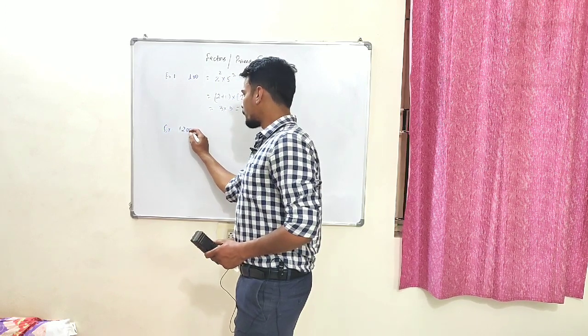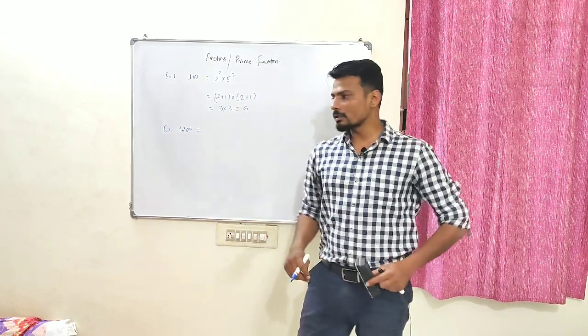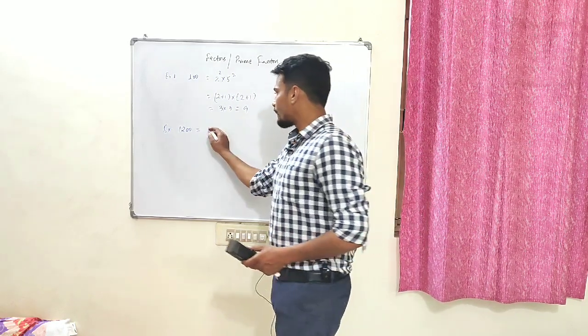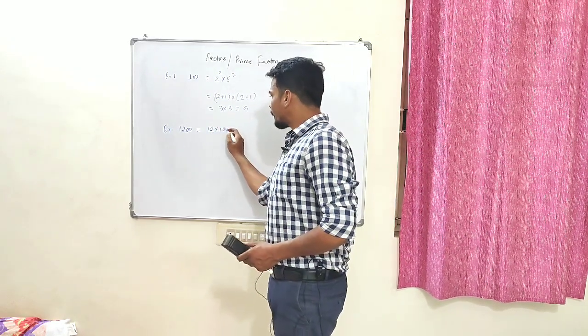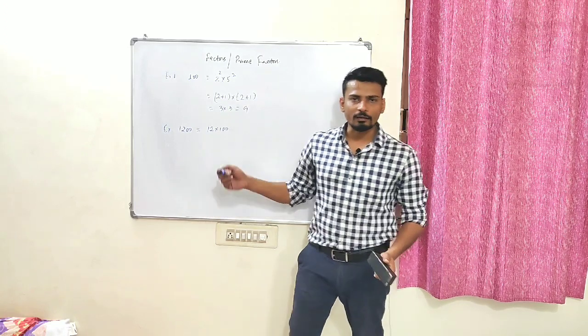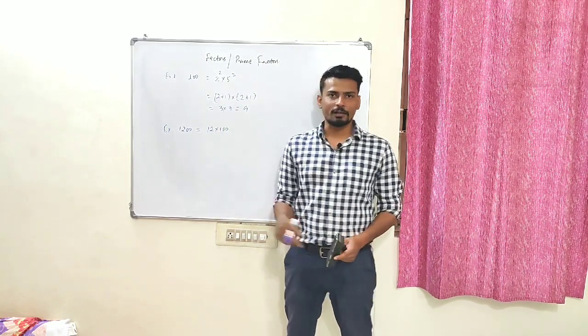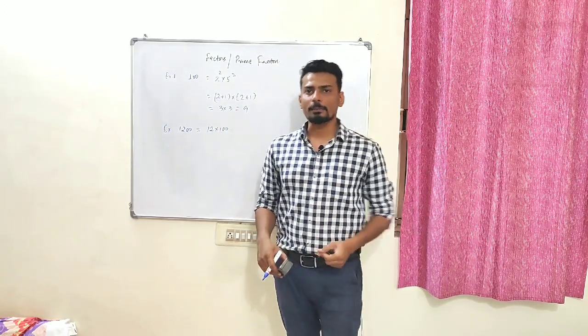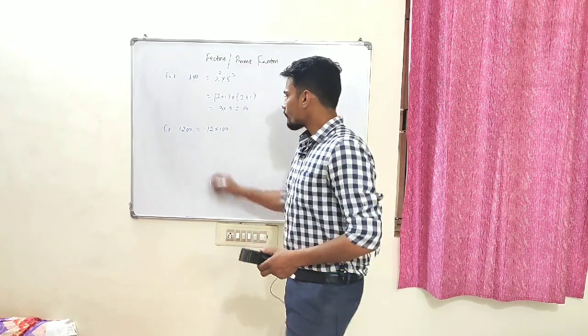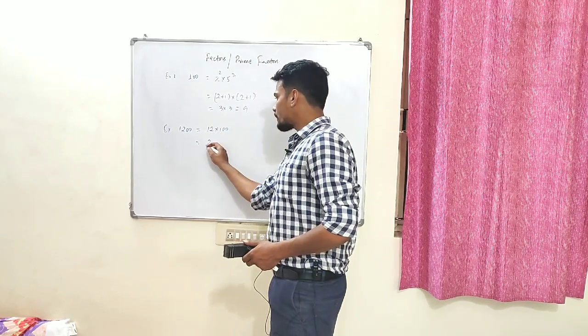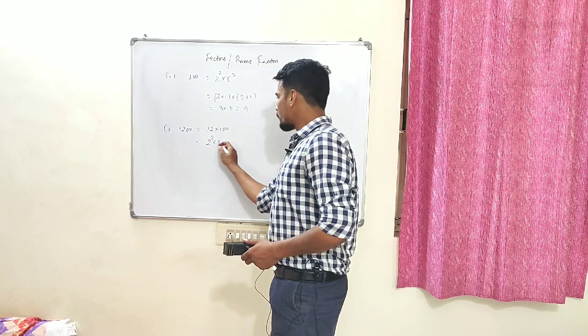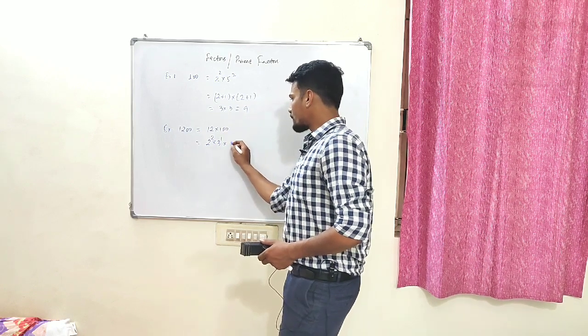We have 1200. So my suggestion to you guys, this could be seen as 12 times 100. The reason is very obvious. We know how to write 100. That's going to be 4 times 25, isn't it? Yeah. 2 to the power of 2 times 5 to the power of 2. And now we know how to write 12. That's going to be 2 to the power of 2 times 3 to the power of 1. And this 100 is a familiar number.